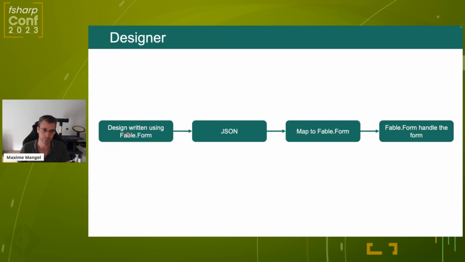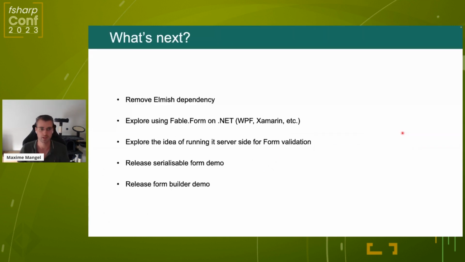So we went from writing the form using Fable.Form to JSON to map it to Fable.Form, to designing the form with Fable.Form itself and letting Fable.Form handle the new form again. And I have one minute left, so what's next?